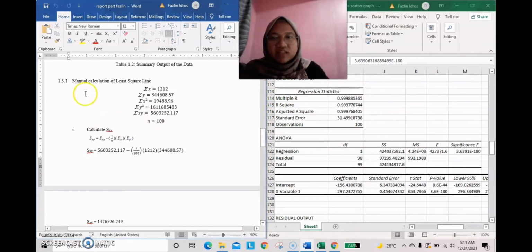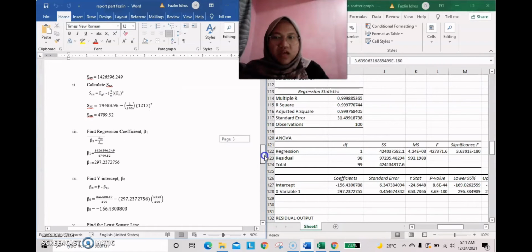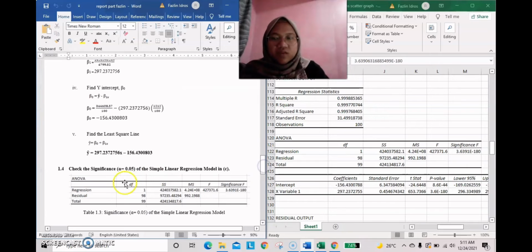Here is the manual calculation. I've shown it in the report, step by step, and for the final answer, I got the same as the Excel.